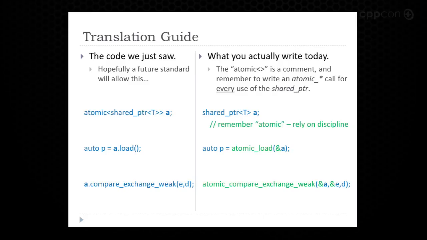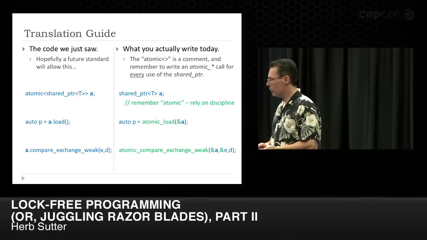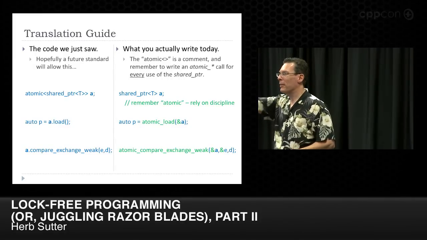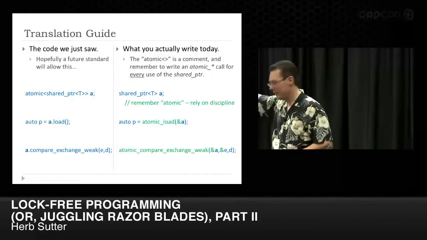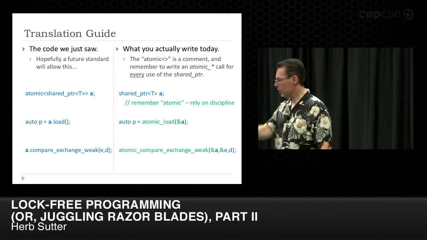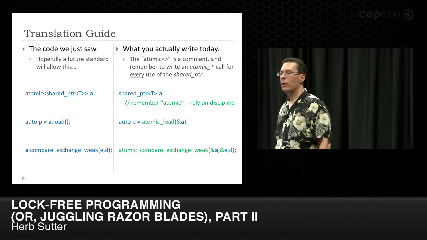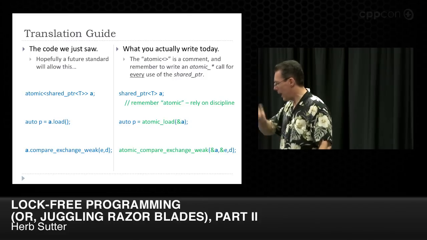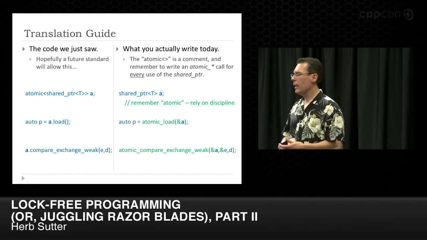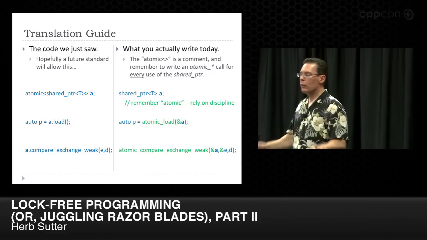So here's the translation guide. You can't write the exact text I wrote on the previous slides, but here is the translation guide that you can write in a conforming C++11 implementation. You can't write atomic of shared pointer, so just write shared pointer. And remember, comment: I really want this to be atomic. Please don't forget to call the atomic instructions every time you access this. Anytime you say a.load in my slides, write the non-member atomic load, address of a. That's the equivalent. A.compare_exchange_weak(e, d) becomes atomic_compare_exchange_weak(address of a, address of e, d). These are equivalent, they will work.